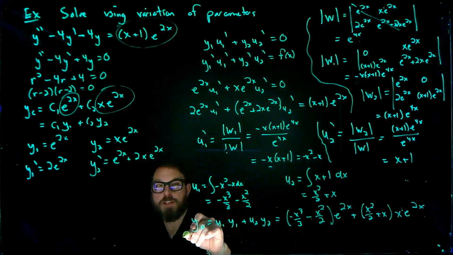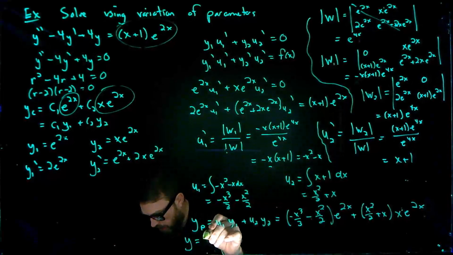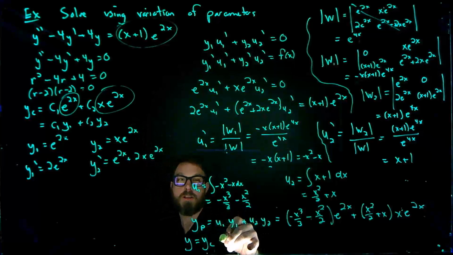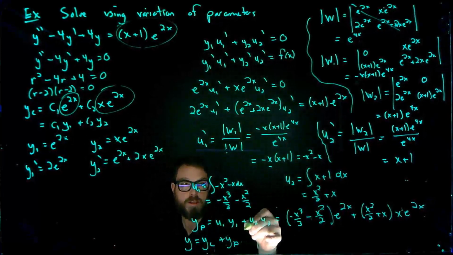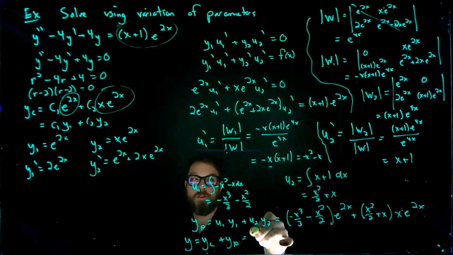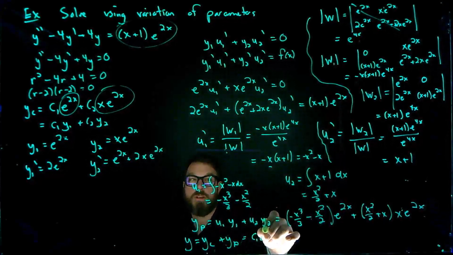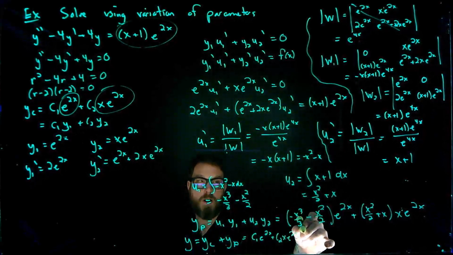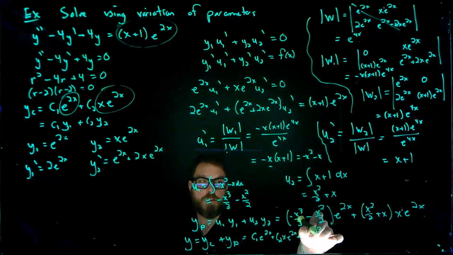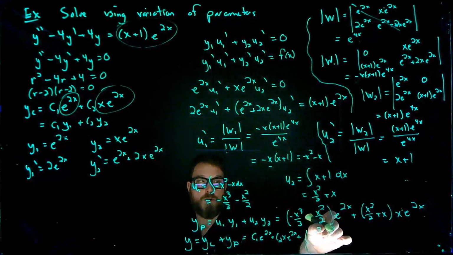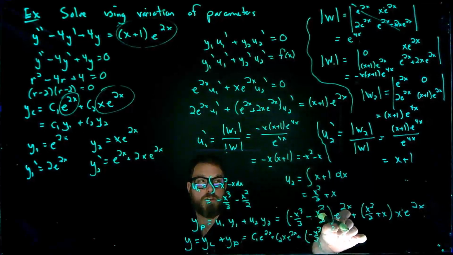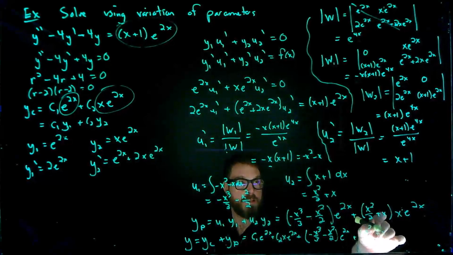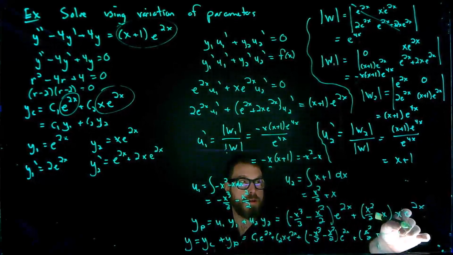Finally, I can say my general solution, which is going to be equal to the complementary solution, which is right here, plus the particular solution, which is right here, is going to be equal to the complementary, which was c1 e to the 2x plus c2 x e to the 2x, plus now our particular is going to be negative x cubed over 3 minus x squared over 2 times e to the 2x, that quantity, plus this quantity, which is going to be x squared over 2 plus x times this x e to the 2x.